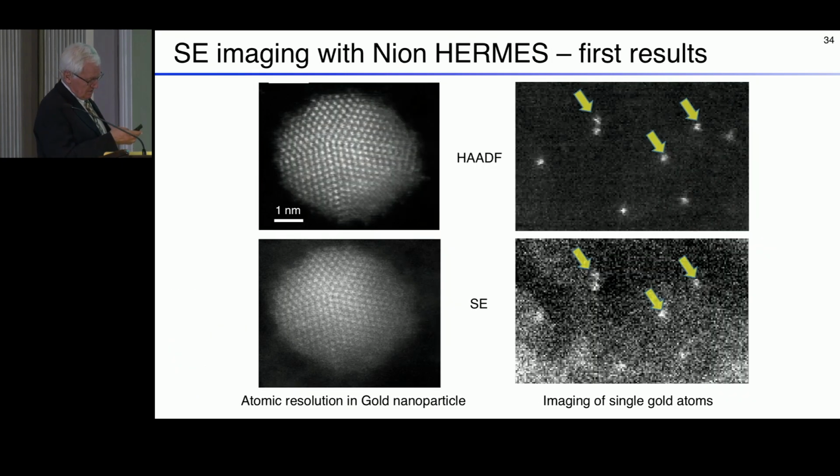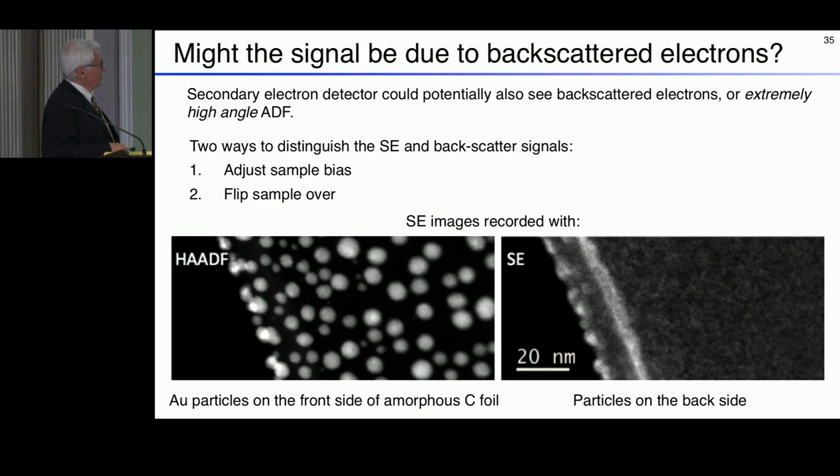Here's our detector, just proving that it works. So we have a high angle dark field image and an SE image, which looks a little bit worse in resolution, a little bit more noisy. Same thing for single atoms: whatever was a single atom of gold detected in the high angle dark field signal shows up in this SE signal as well. You have to worry, could it be backscattered electrons? They could potentially produce electrons by rescattering of the right energy.